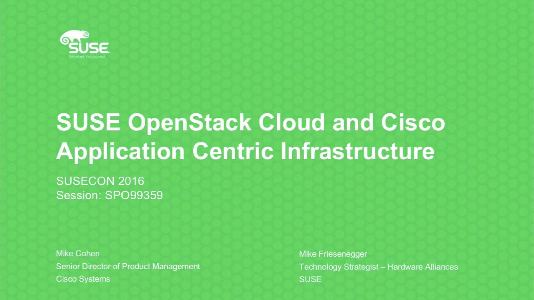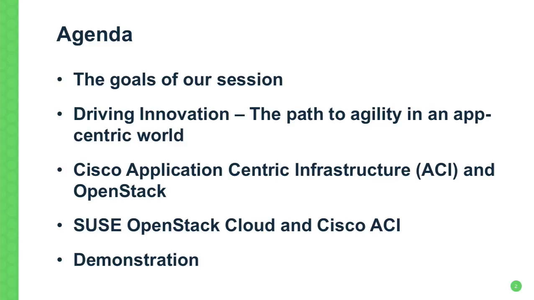Mike's going to be talking and introducing what Cisco does around software-defined networking with their ACI capabilities, their Nexus 9K. But before we let Mike go off and talk about that, I just want to run through the agenda and focus on a number of things. So today, the goals of our session, I'll cover that here in just a moment. Mike's going to talk about driving innovation, the path to agility in an app-centric world. Again, software-defined infrastructure, including software-defined networking. Mike's going to cover what Cisco ACI is all about and what Cisco's doing with regards to OpenStack upstream.